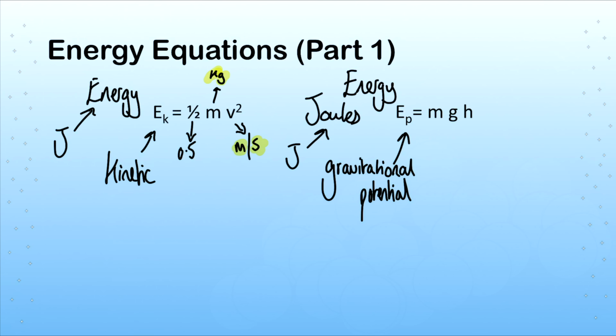For the gravitational potential energy equation, we again have mass in kilograms, and g is a measure of gravitational field strength. Now on the Earth, that's usually about 9.8, but the unit is meters per second squared. It's the acceleration due to gravity, and so that is 9.8 on Earth. And h is height, and height is measured in meters. Once again, we must be measuring those in kilograms and meters per second squared, otherwise the units of joules will not be appropriate.